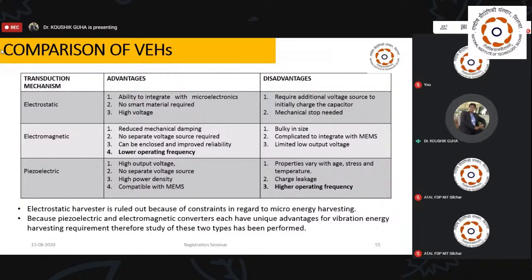So that means a single type of transduction mechanism is not enough to cover the entire band of frequency of the vibration. So obviously you have to develop some novel or hybrid techniques, where we can combine electrostatic with electromagnetic, and also piezoelectric with electromagnetic, that can cover a good range of frequency, as well as deliver a good amount of power.